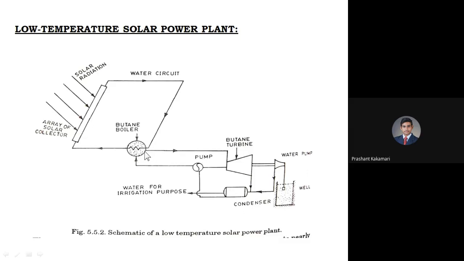Similarly, for heat exchange, we can either go for a heat storage device or direct heat exchangers, where we extract the heat from the water to the working fluid, that is butane. So here, as a flat plate collector is shown, this example is for the low temperature solar power plant, which is below 100 degrees centigrade.